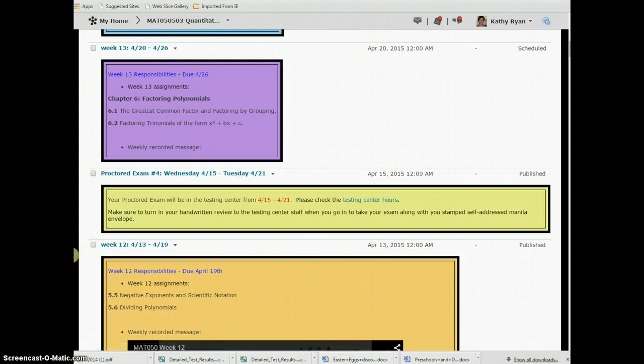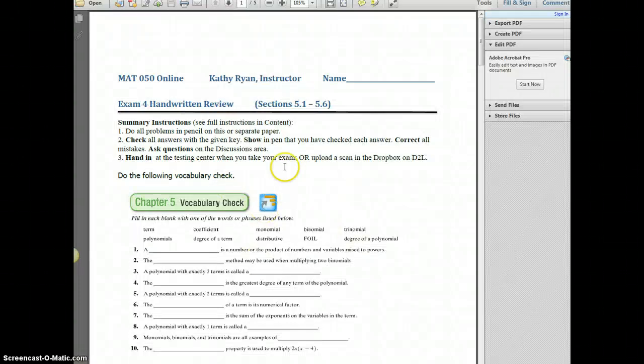I want to take a quick jump over to the review that we have that's due this week, because our test is also due to be completed by this Tuesday. You have to know the vocabulary. You have to know what a term is, what a polynomial is. And then monomial, binomial, trinomial, all different kinds of polynomials. You have to know how to FOIL: first, outer, inner, last.